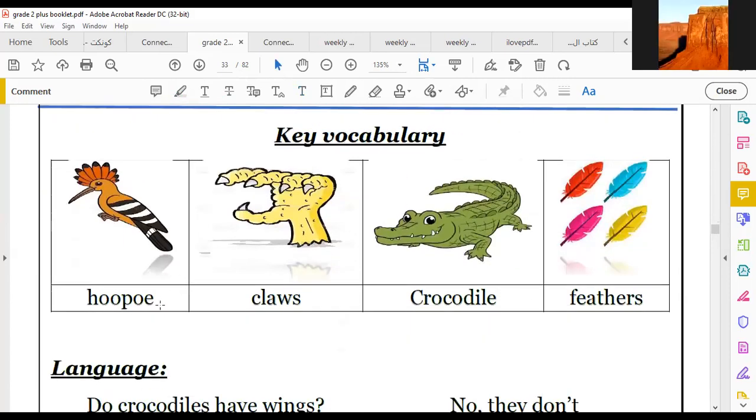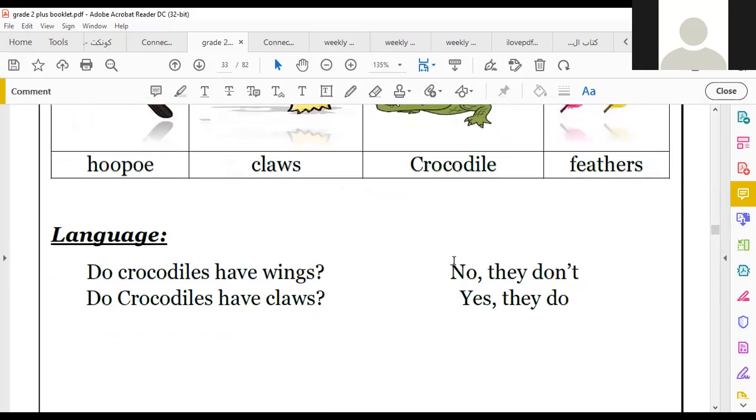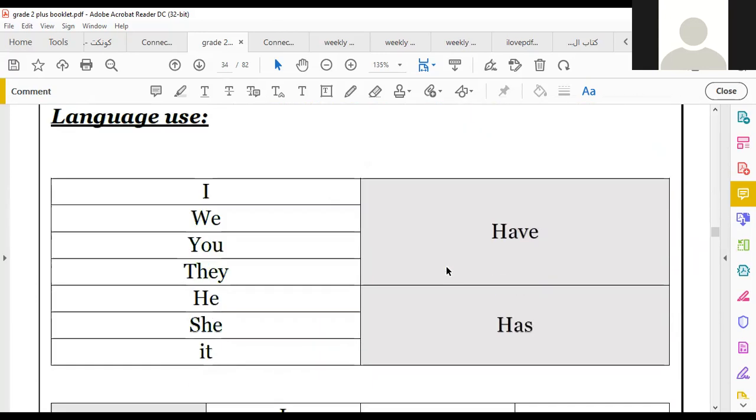Repeat after me, students. Hopo. Hopo. Clouds. You can say clouds, you can say claws. You can say clouds and you can say claws. Clouds. Crocodile. Feathers.